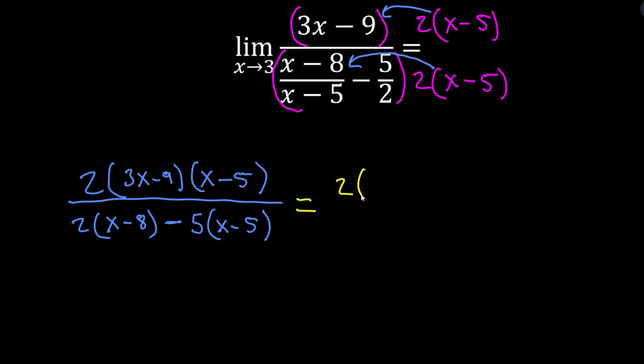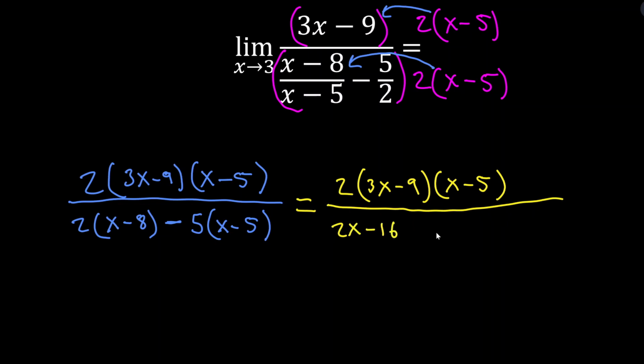Let's try it out. I'm going to write 2, 3x minus 9, x minus 5. All right, let's see if I can combine all this stuff. I'm going to have 2x minus 16 here, and then I'm going to have minus 5x plus 25. All right, sick. I think I see how this is going to work. We have 2x minus 5x, that's negative 3x. And then we have minus 16 plus 25, which is plus 9.